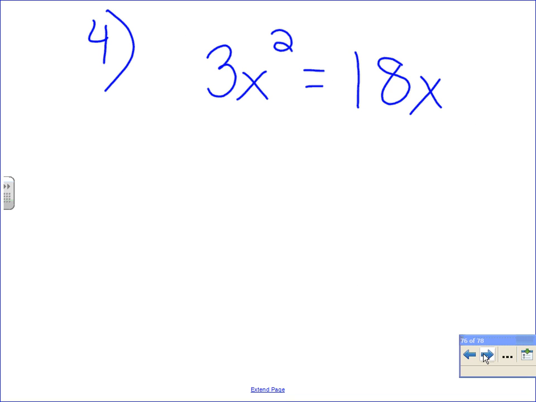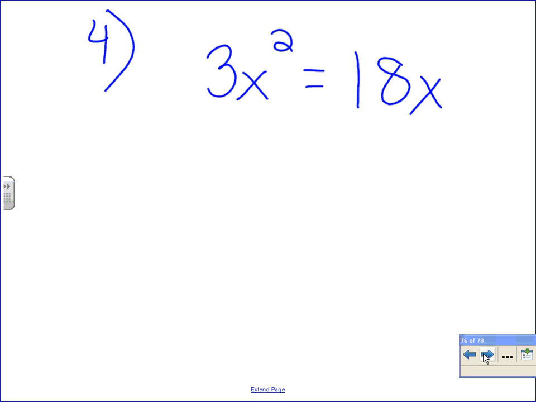My class, we left off with number 4. Mr. Warnock's class, I believe you're on number 3. If I'm wrong, start with whatever number you guys are on. Okay, so when everyone in your notebook, write down number 4. 3x squared equals 18x.